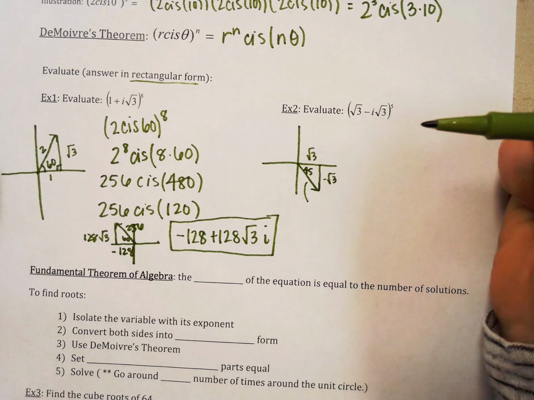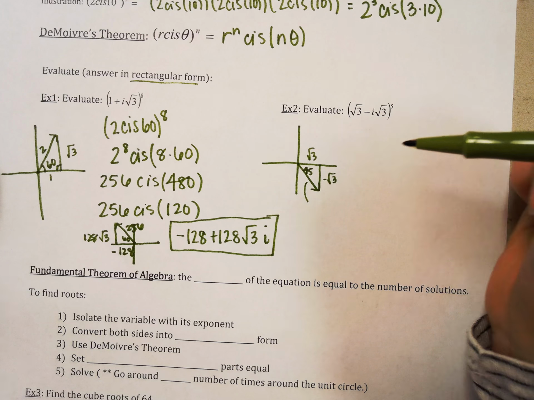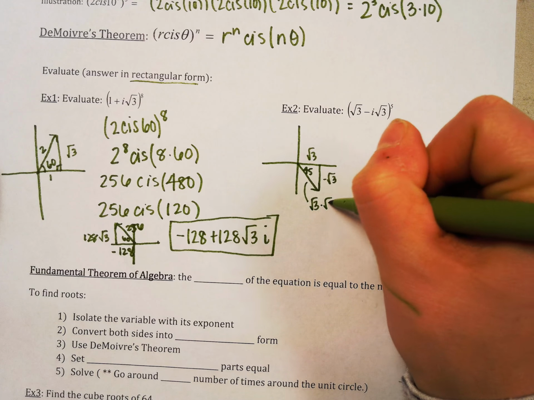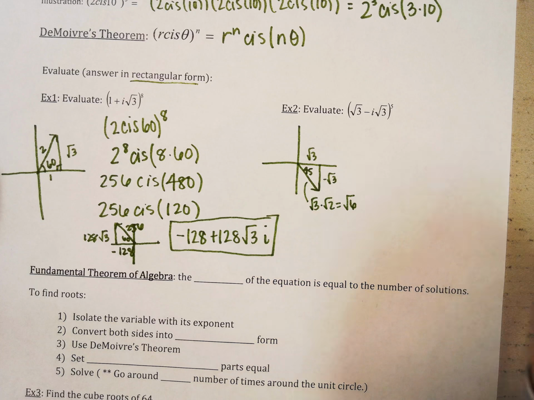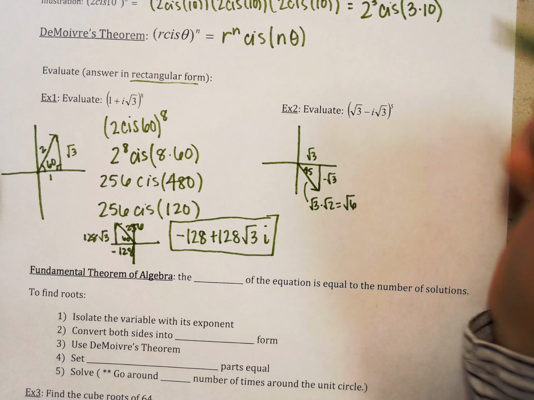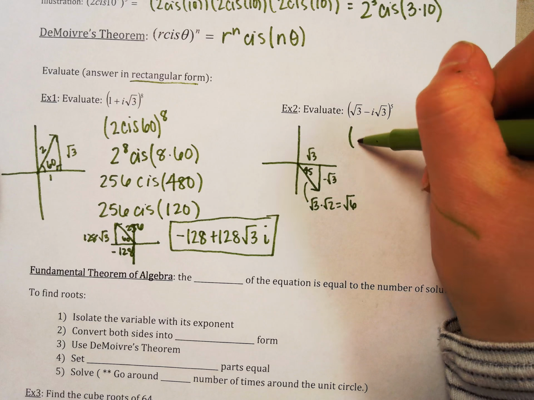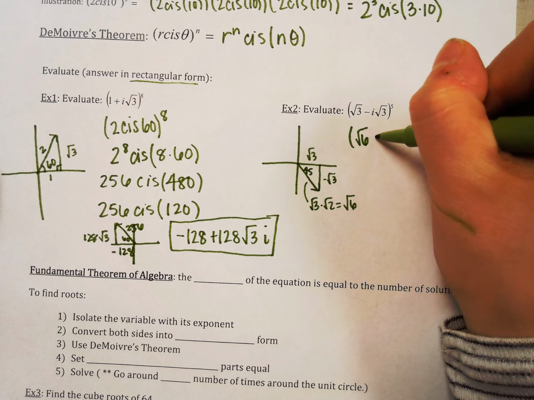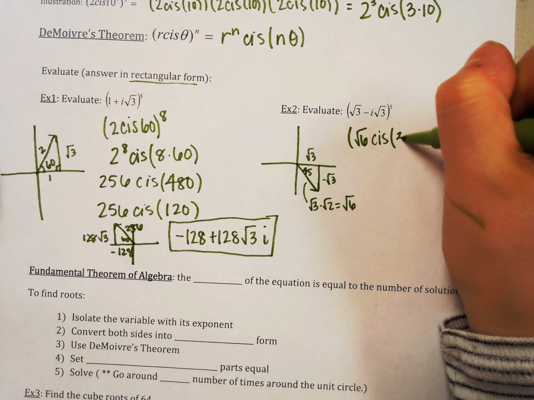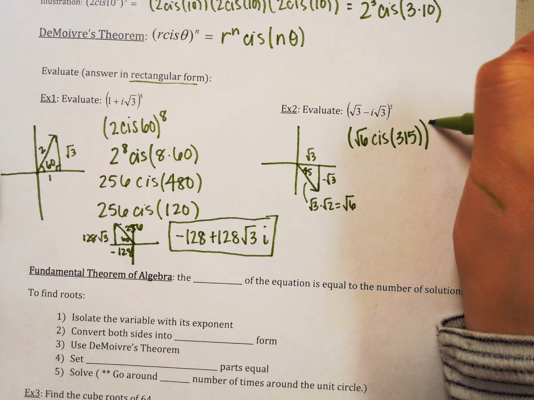Our hypotenuse then, in a 45, 45, 90 relationship, is x root 2. So it'd be root 3 times root 2, which is going to be root 6. And our theta value being in quadrant 4 would be 360 minus 45, which should be 315. And that's to the 5th power.